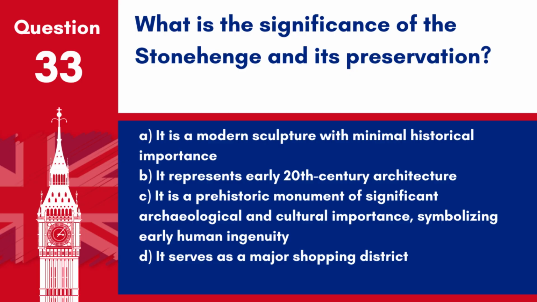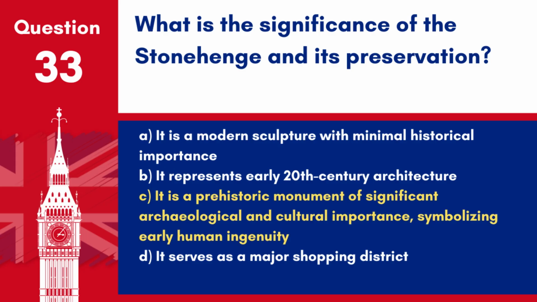Question 33. What is the significance of the Stonehenge and its preservation? A. It is a modern sculpture with minimal historical importance. B. It represents early 20th century architecture. C. It is a prehistoric monument of significant archaeological and cultural importance, symbolizing early human ingenuity. D. It serves as a major shopping district.